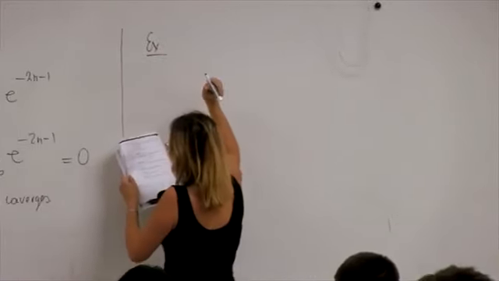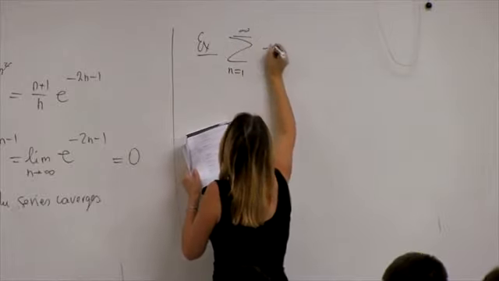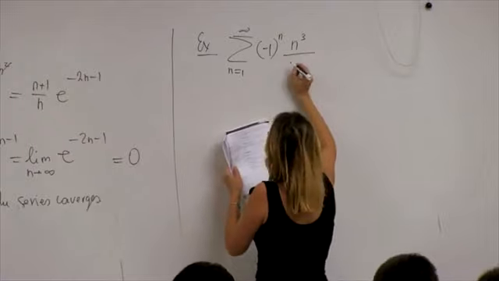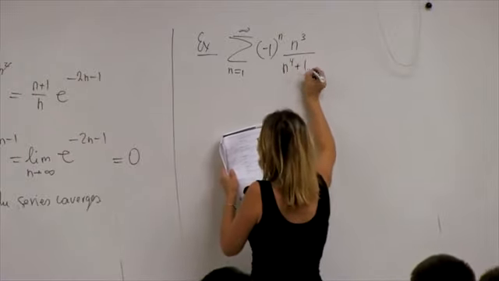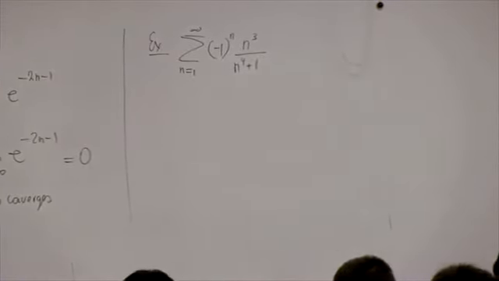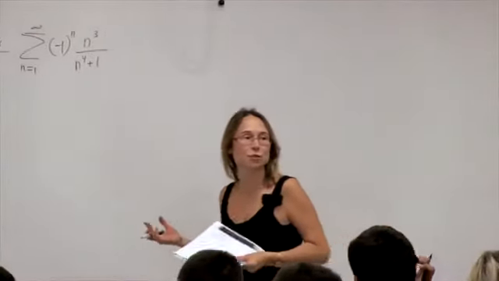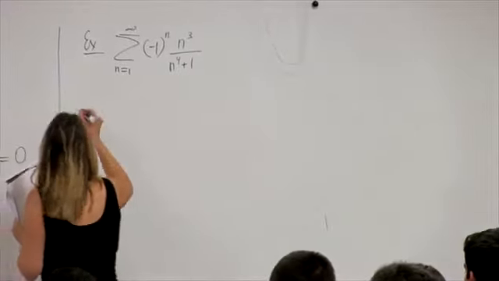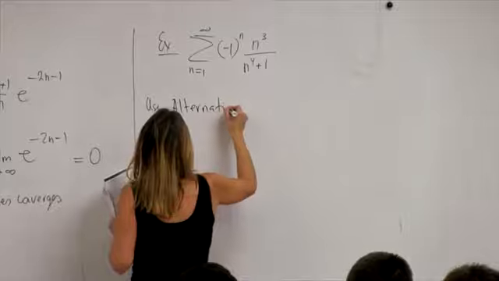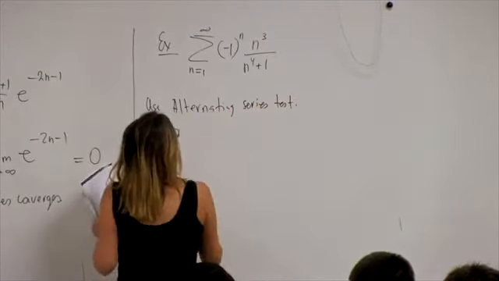So the next example contains minus 1 to the n. What can we say about this? You can see that this is an alternating series. And this is, of course, an obvious candidate to apply the test that has the same name. So use the alternating series test.